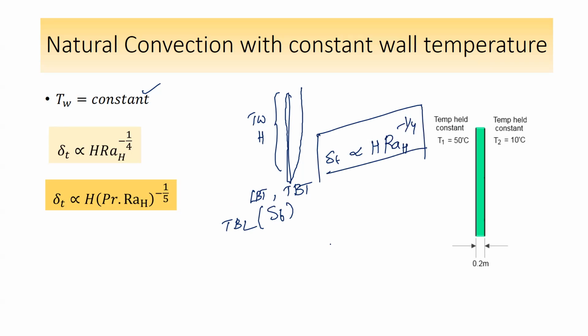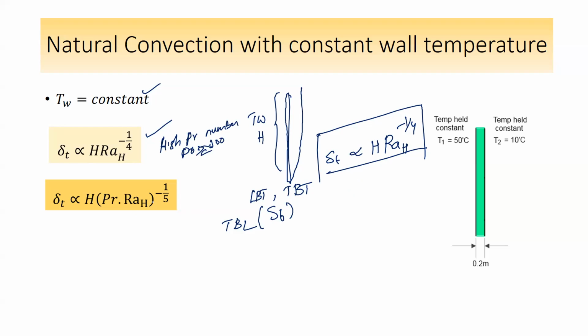These correlations can be easily derived from the previous expressions. So I leave that as an assignment. So you should note that delta T is H Ra_H raised to minus 1 by 4, the boundary layer thickness. That is for actually high Prandtl number fluids. High Prandtl number means maybe greater than 1 or 200, in the range of that or more.